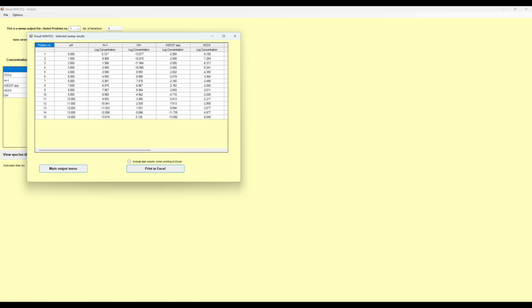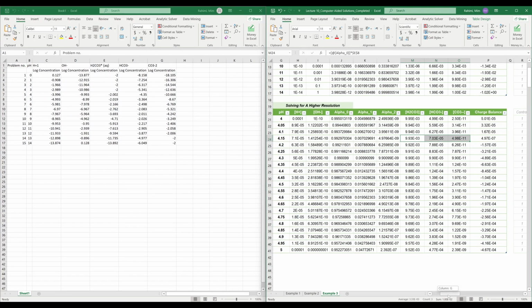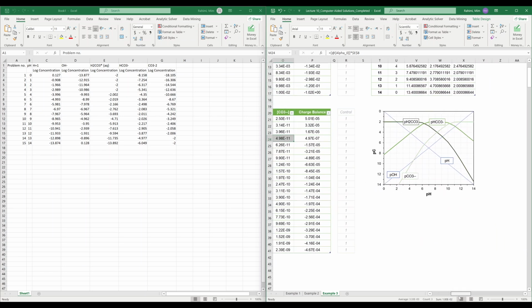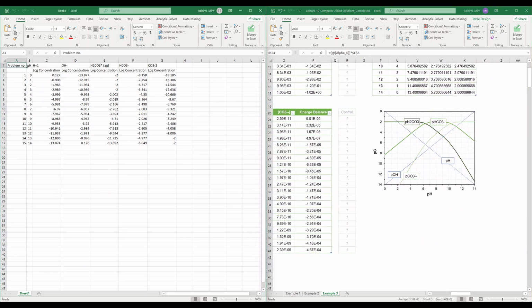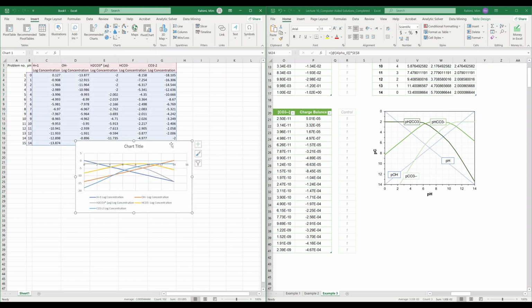Now we can just print it to Excel, the same thing we did. And the new Excel file looks like this. So let's compare the graph we're having here, the graph whose data was adapted from the software. So let's see how this looks. This would be something like this.